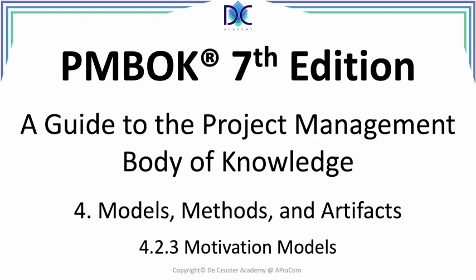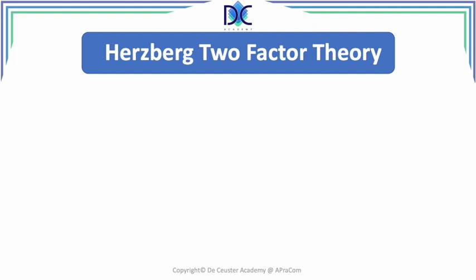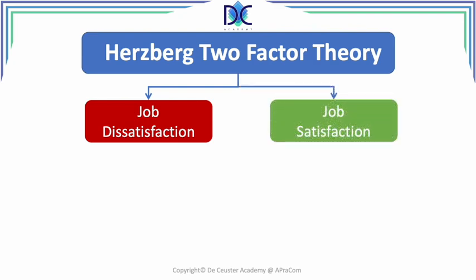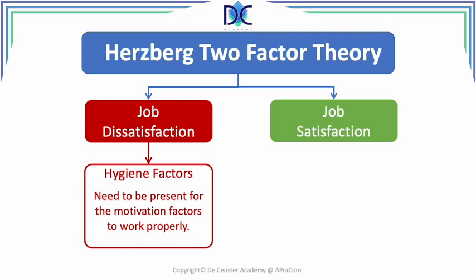Let us start first with the Herzberg two-factor theory, one of the models that are part of this chapter. When we look at the Herzberg two-factor theory, we first have parameters which influence job dissatisfaction, and on the other one we have job satisfaction. Considering job dissatisfaction, these are what we basically call the hygiene factors. The hygiene factors are very important before we can have motivation because they have to be present. Otherwise, the classical motivation factors will not work properly.